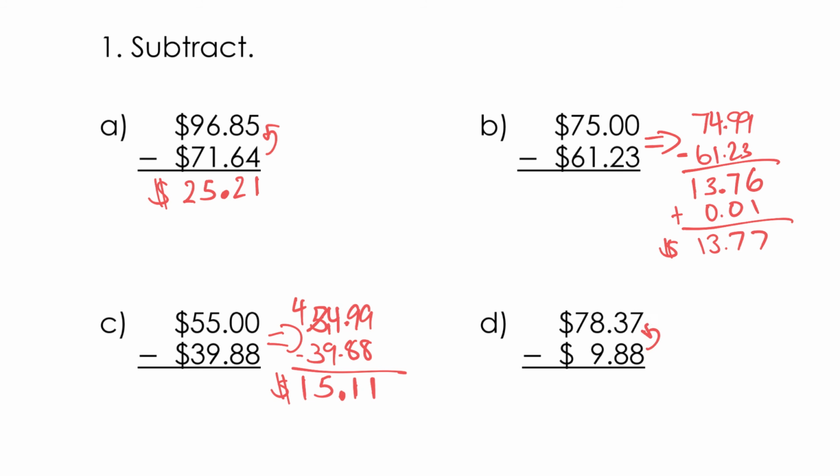So 8 from 7 does not work. We need to borrow. 17 minus 8 is 9. Cannot take 8 away from 2. Number's too big. 12 minus 8 is 4. 9 cannot take away from 7. So 17 minus 9 is 8. 6 minus nothing is 6.